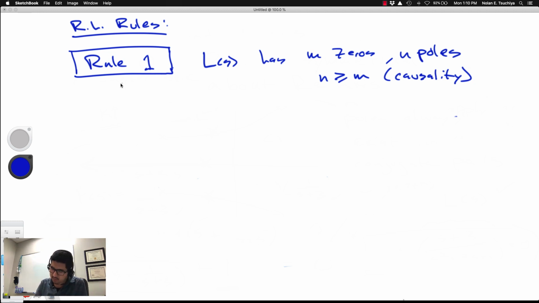And then the idea of rule 1 is the following. The root locus always starts, right? The branches always begin from the N poles.